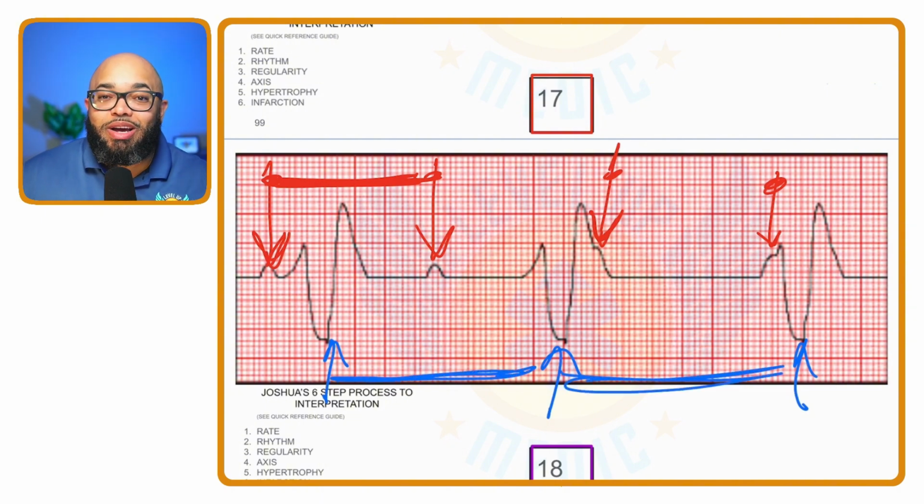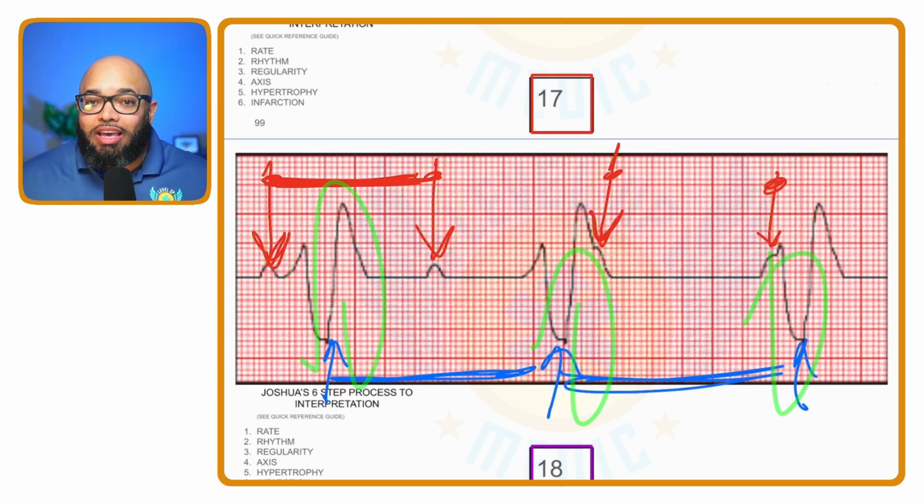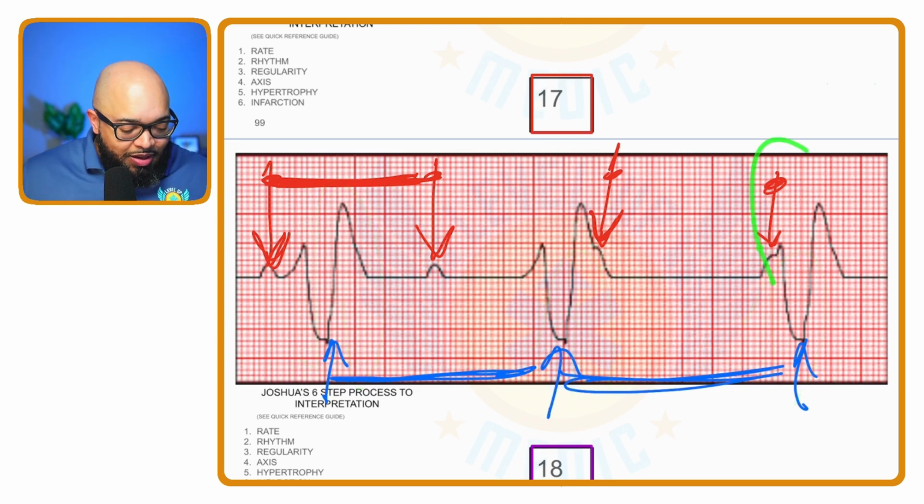Remember, this was a situation where the husband and wife are not talking to each other anymore. And the husband is marching to his own beat. The wife and the kids are doing their own thing. But sometimes they'll end up at the same place together. Sometimes they end up running into each other at the store. This is an example of a third degree AV block.